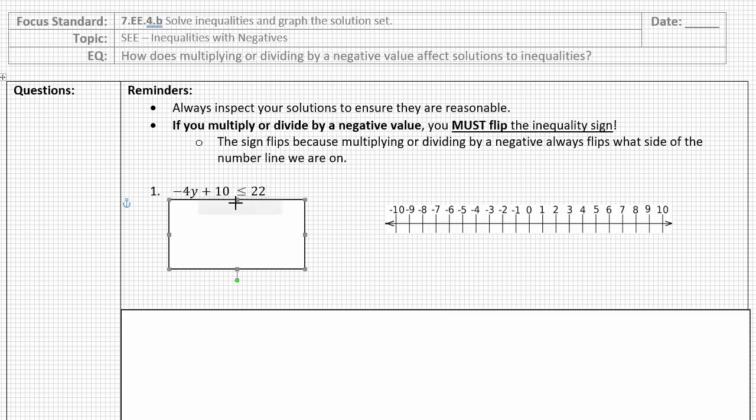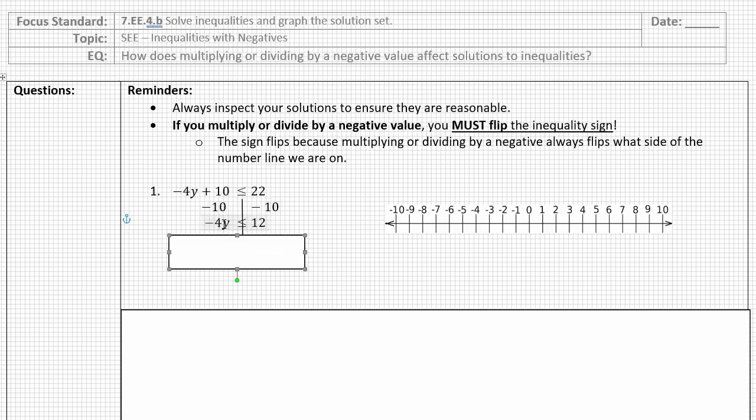So the first step is going to be to subtract 10 from both sides. That is the term without the variable. Since we're adding 10 to the term negative 4y, we're going to do the opposite and subtract 10 and do the same thing on both sides. Doing so, we should end up with a statement that negative 4y is less than or equal to 12, since 22 subtract 10 is 12.